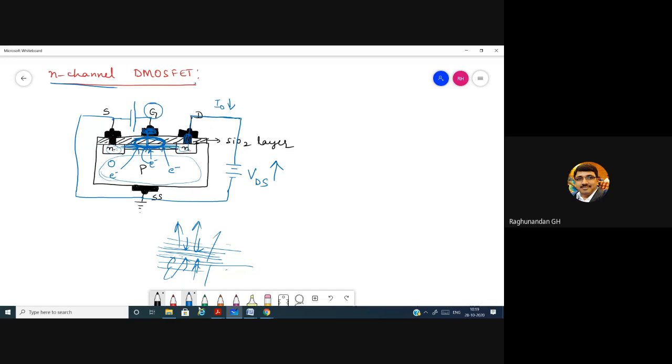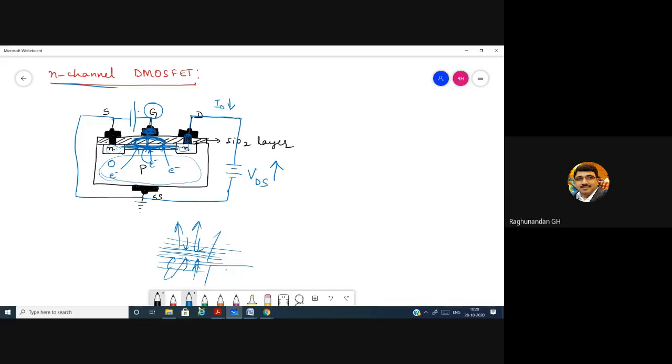But whatever higher positive voltage you apply here, the electrons can just jump into the channel, but they never enter the gate terminal. Please remember this. They can never enter the gate terminal because they cannot penetrate through the insulating layer. They can just feel the attraction. So based upon our requirement, if you want to increase or decrease the drain current, we use the gate voltage. So this is the working of the N channel D MOSFET.